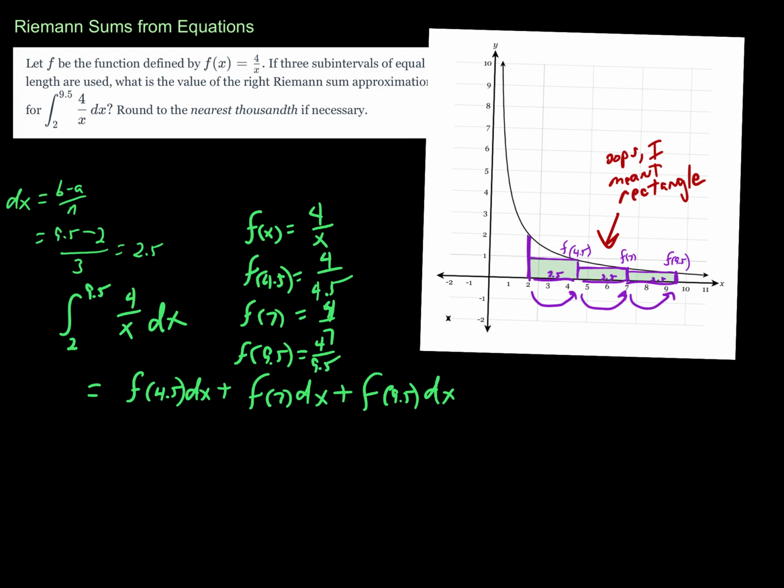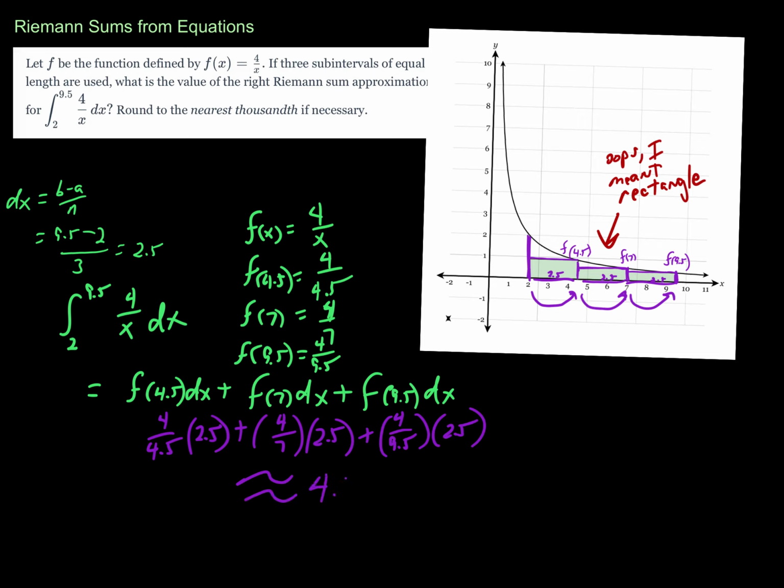So this one is 4 over 4.5 times the dx. The dx was 2.5. F of 7 is going to be 4 over 7 times the change in x. Plus, when you plug in x is 9.5, you get 4 over 9.5, and if you multiply that by the change in x, that would be the area of your third rectangle. Plug it all into your calculator, and since we're rounding to 3 decimals, this is what I got. We get 4.703 square units. That's our approximation using the right Riemann sum.